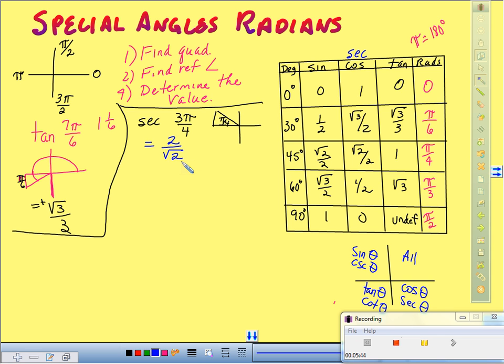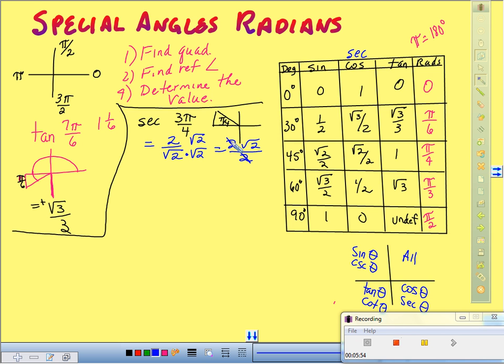And if you remember the other day, we rationalized these, but I did show you a shortcut for this one, which I want to point out again. When you rationalize it, the 2's will cancel and you'll just get square root of 2. So if you are doing a reciprocal of square root of 2 over 2, it becomes square root of 2. If you're doing the reciprocal of square root of 3 over 3, it becomes square root of 3.